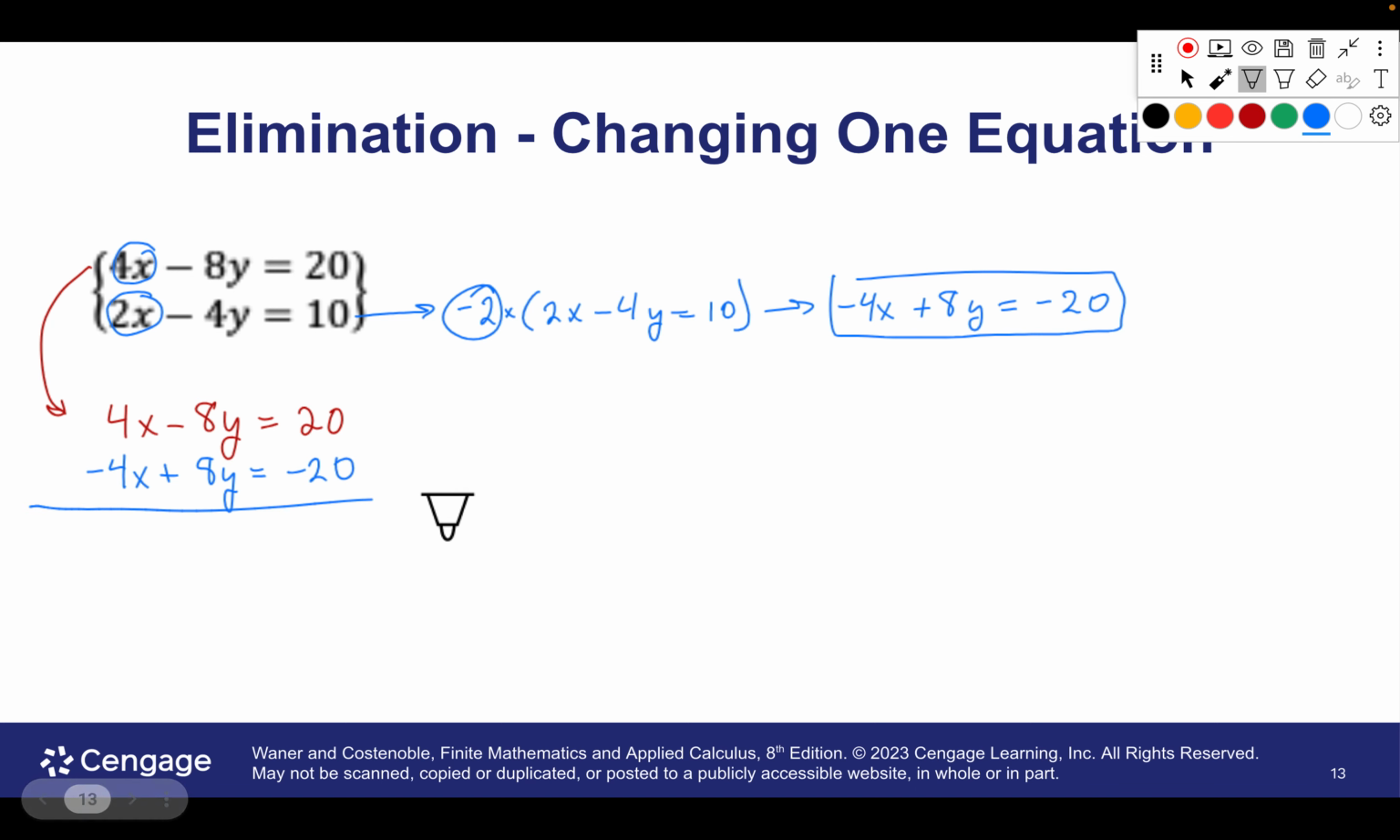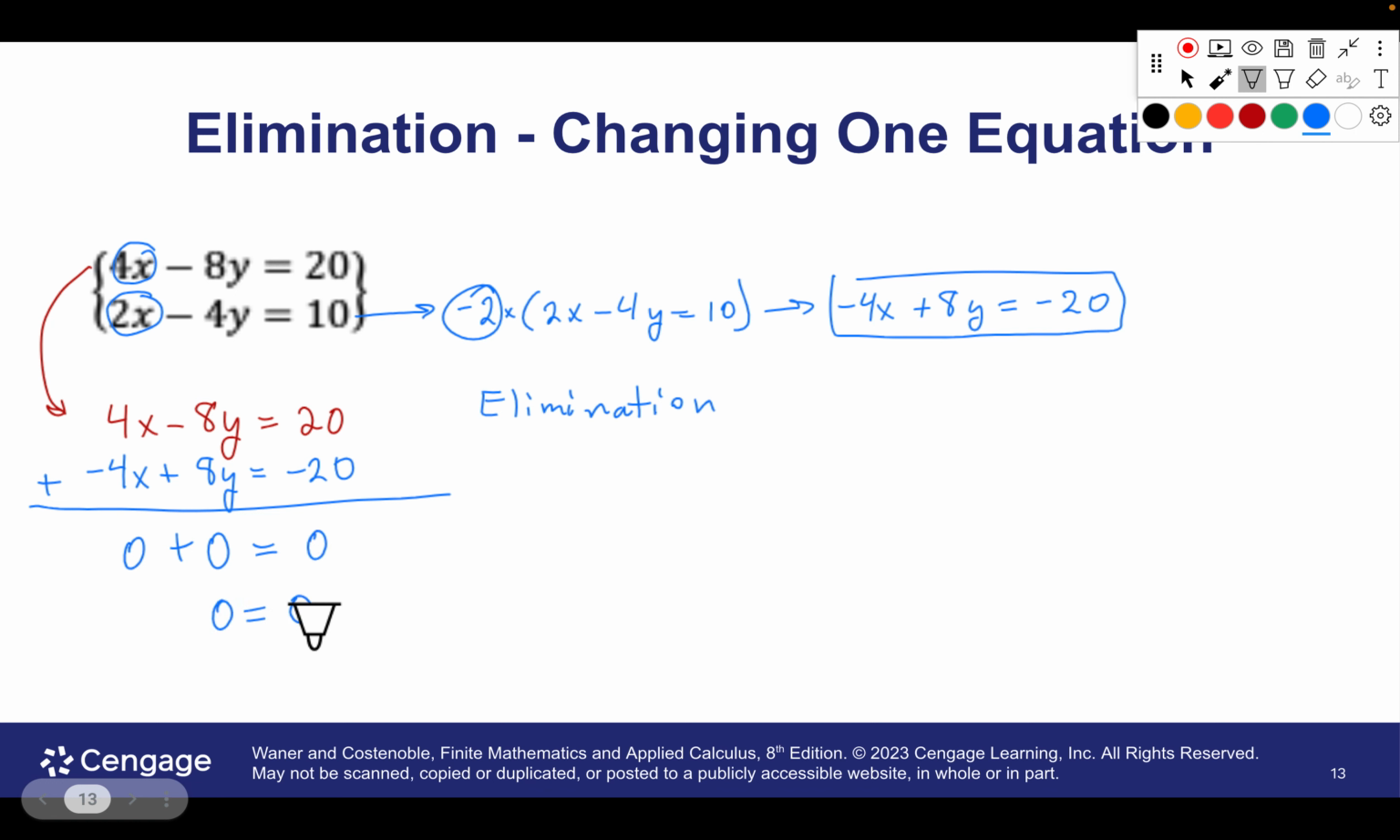And now I'm going to solve with the elimination, which simply means I'm going to now add both equations together. 4 plus -4 is 0. -8 plus, oh, that's 0 too. Well, that's weird. I eliminated both variables. And 20 minus 20, oh, that's 0. Well, I get 0 equals 0.